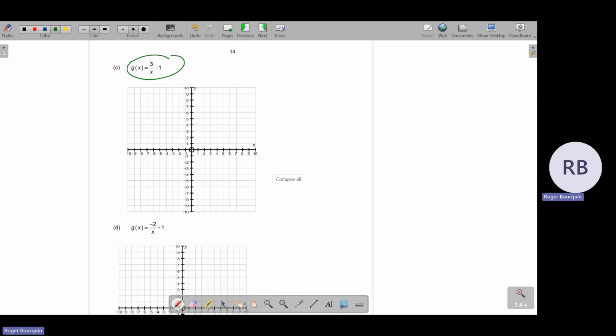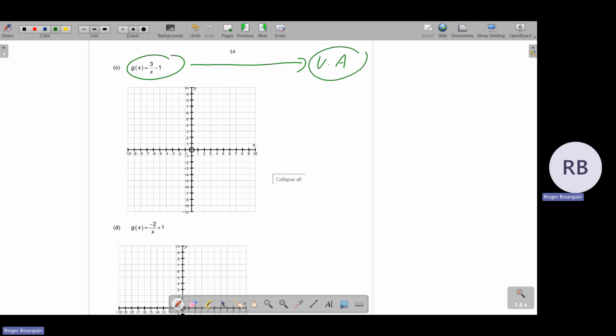Okay, we've got g of x is equal to 3 over x minus 1. This is a function that I'm drawing. Well, the first thing, remember, hyperbola have two asymptotes. So the first thing that you're going to have to draw in is the vertical asymptote, and you have to draw in the horizontal asymptote.